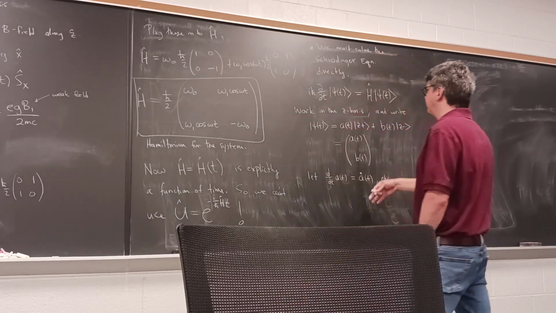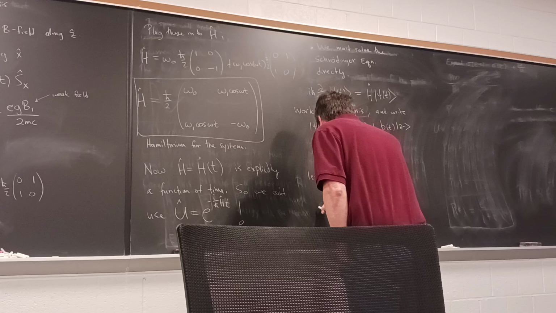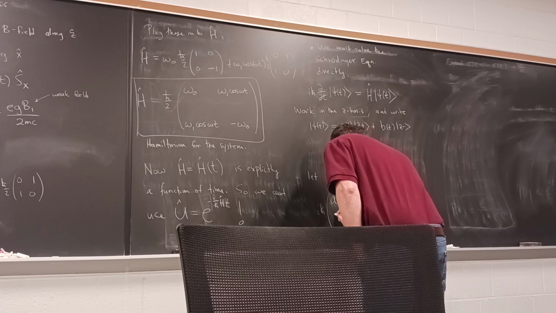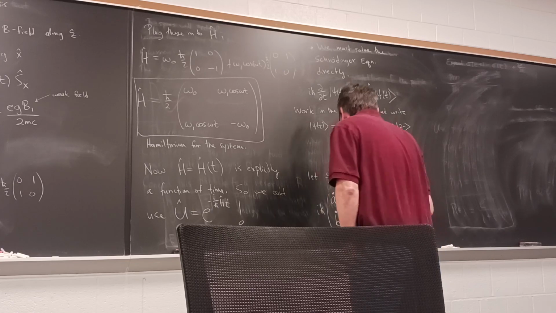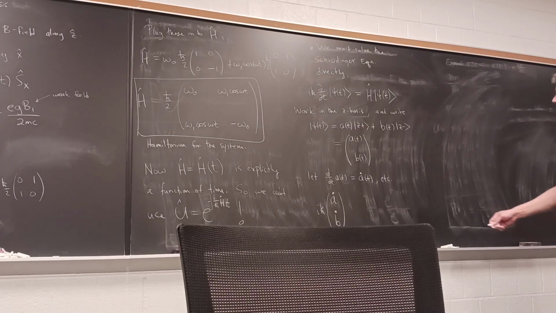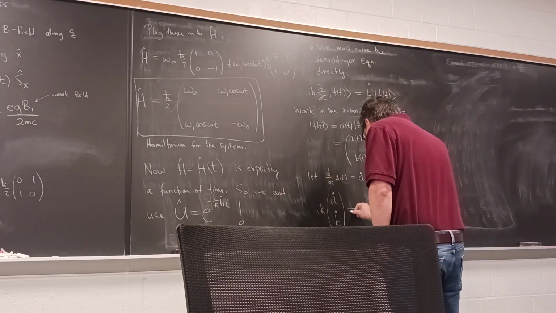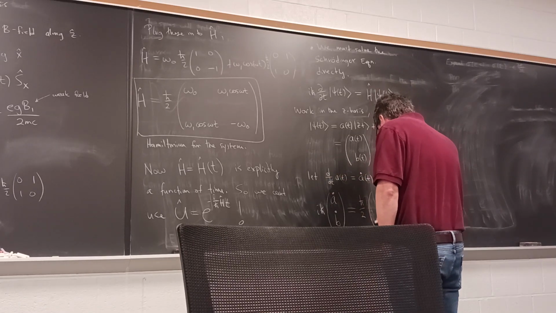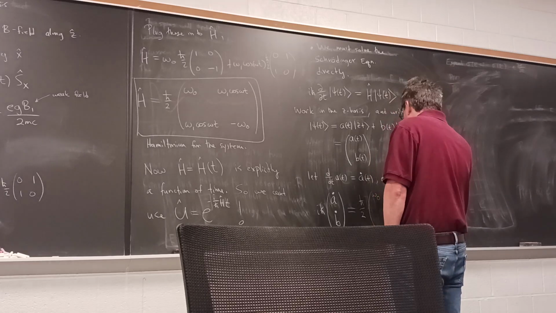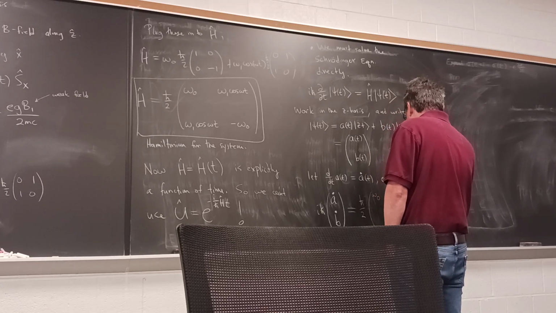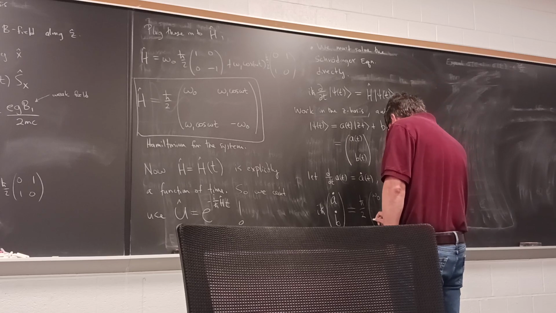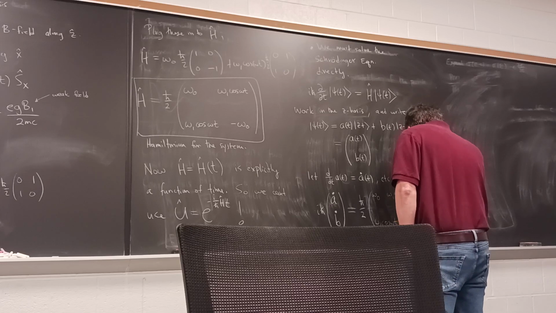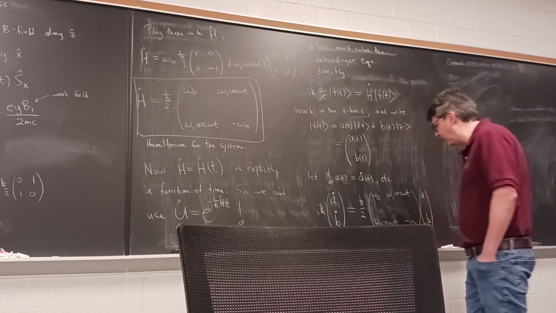Okay, so let's just plug everything in and see what we have. So if we write it out, we'll have i h bar, and then we have a dot. I'm not going to keep writing that they're functions of time. I don't want to keep writing out the functional dependence. And this is equal to H, which is h bar over 2, and now we have omega 0 and omega 1 cosine omega t, omega 1 cosine omega t, and minus omega 0. And that's just acting on A and B.